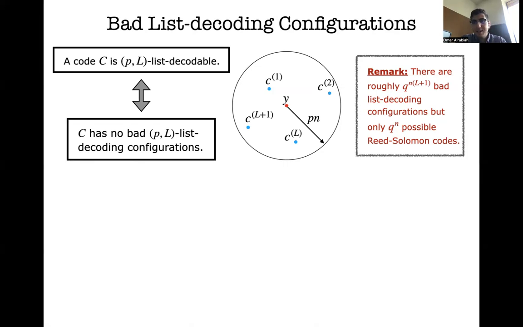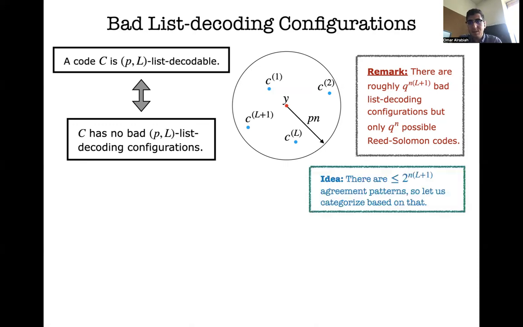Because the number of bad list decoding configurations depends on q, it'd be nice if we can categorize them in a different way. And one way you can do that is based on their agreement patterns. So if you look at the way that these codewords c_i agree with y, in total there are only almost like 2 to the nL agreement patterns between them. Let me tell you what I mean by agreement pattern more formally.